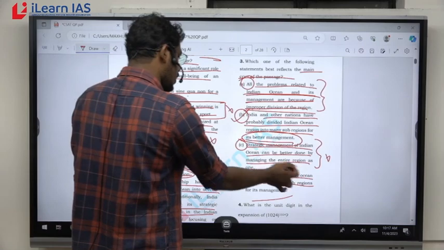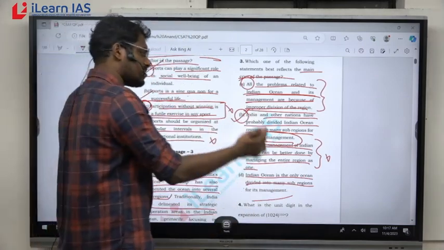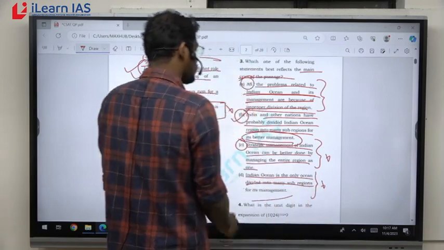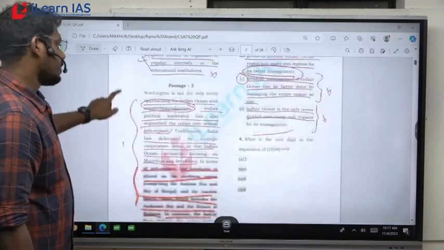Indian Ocean is the only ocean divided into many subregions for its management. The passage doesn't say that only the Indian Ocean is divided into many subregions. So the most probable option is option B. So the answer is option B for question number 3. Moving to next question.